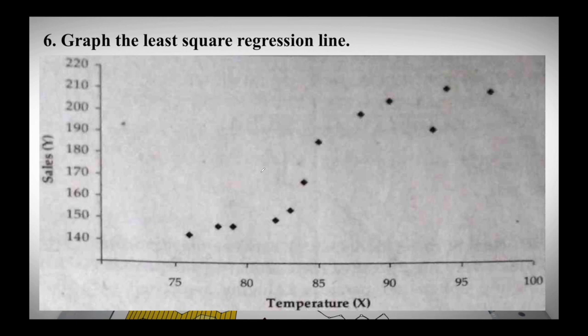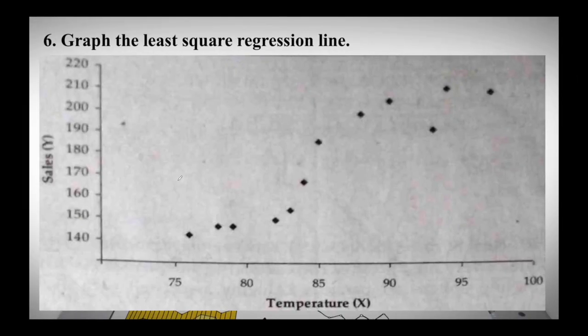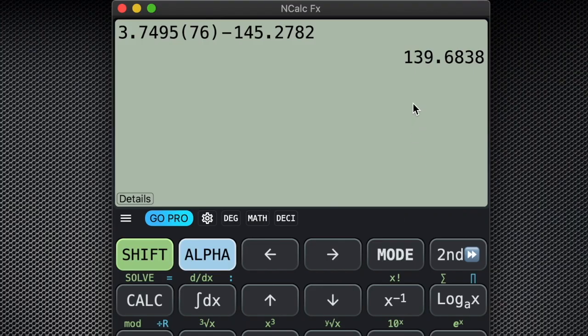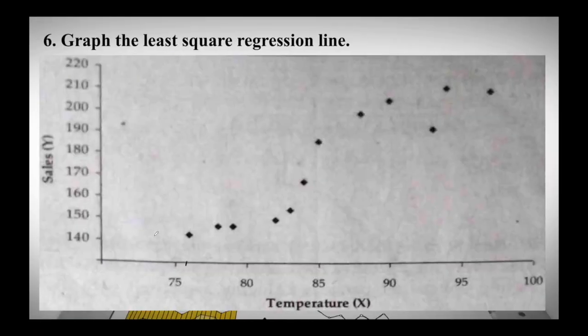If that is 76 na x, nasaan 76? Ito. Kunyari, mga dito, 76. Tansya muna, tansyameter. Then, 139.6838, mga bandang dito. Ito. Actually, ito nga yata yun eh. Something like here. Diyan siya.